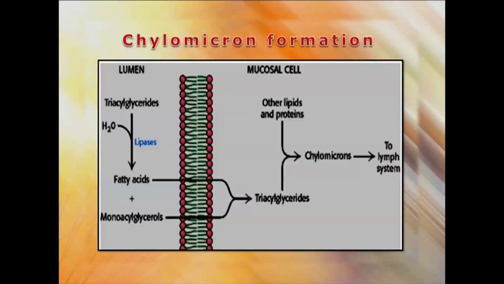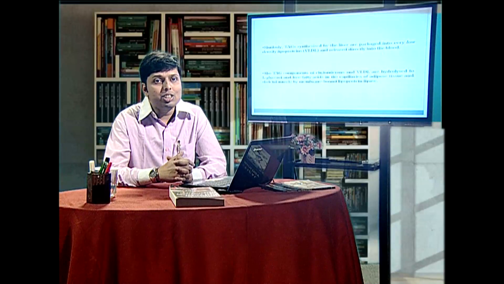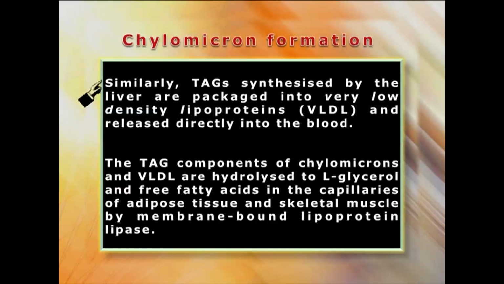In the intestinal lumen, the triacylglycerols are broken down to fatty acids and monoacylglycerols. In the mucosal cells of the intestine, these fatty acids and monoacylglycerols are assembled to form the TAGs once more. These TAGs, together with help from other lipids and lipoproteins, are assembled into chylomicrons and then they are released into the bloodstream. Similarly, the TAGs which are resynthesized from the lipid digestion products in the liver are assembled within the VLDL, that is the very low density lipoproteins, and they are released directly into our bloodstream.